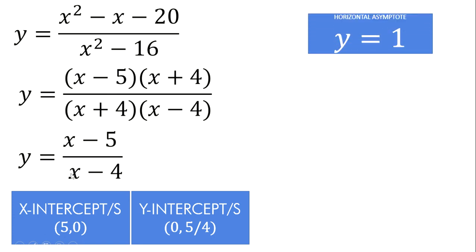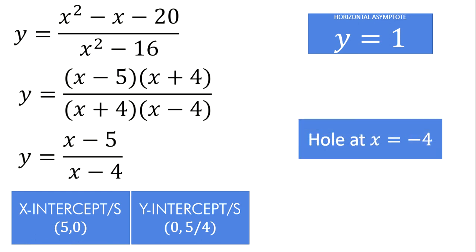Now, how about x plus 4? What does it mean? Since we canceled it, it means that this is the hole of the graph. So always remember, this is the hole of the graph. In this case, x plus 4, we equate it to 0, so x is equal to negative 4. We have here the hole at x equals negative 4.